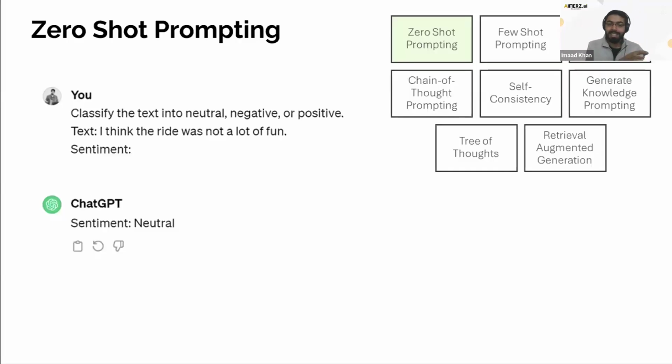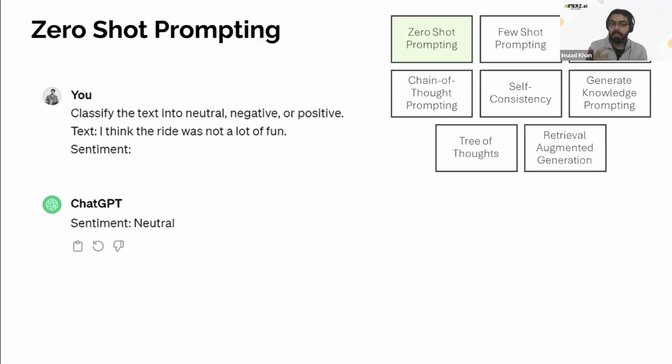ChatGPT 3.5 does not actually get it right if I do zero shot prompting. Today, this problem is solved. The newer systems can get it right with zero shot prompting. But back then, zero shot prompting could, like in this example, not get it right.